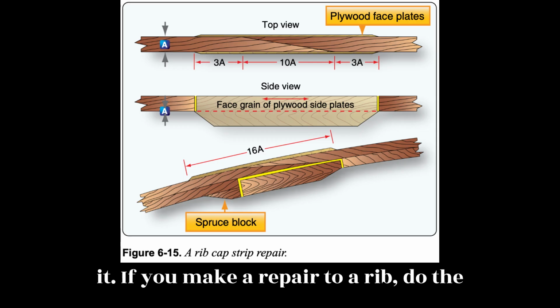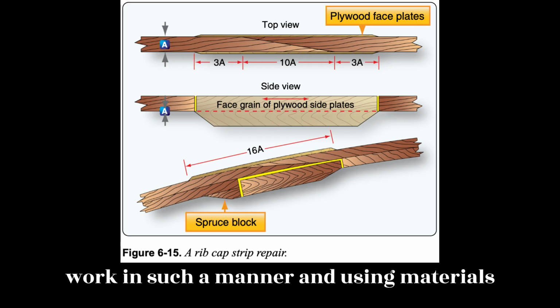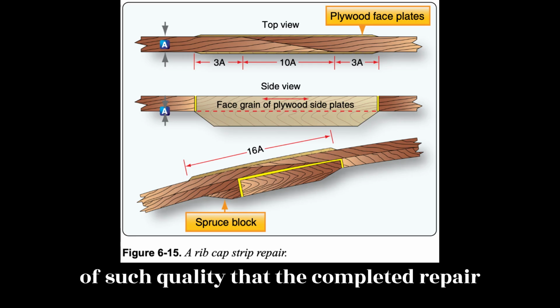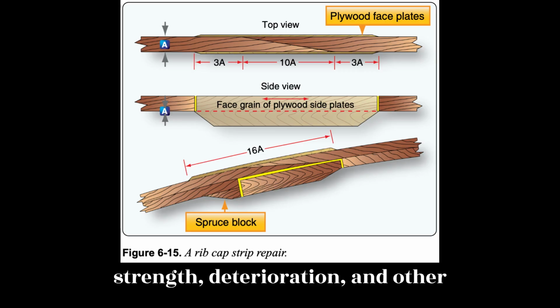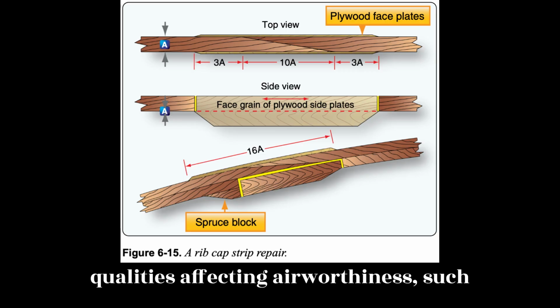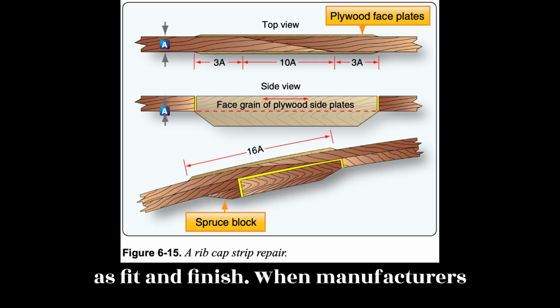If you make a repair to a rib, do the work in such a manner and using materials of such quality that the completed repair is at least equal to the original part in aerodynamic function, structural strength, deterioration, and other qualities affecting airworthiness, such as fit and finish.